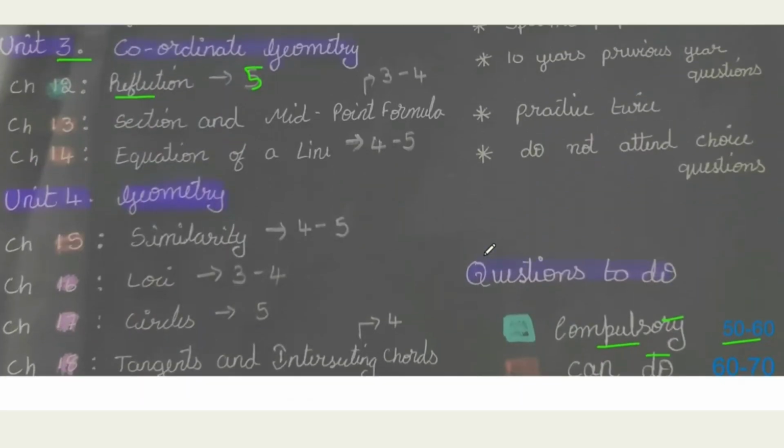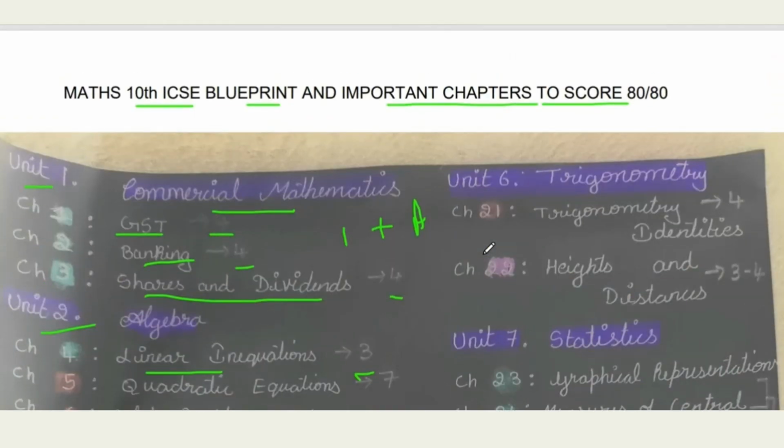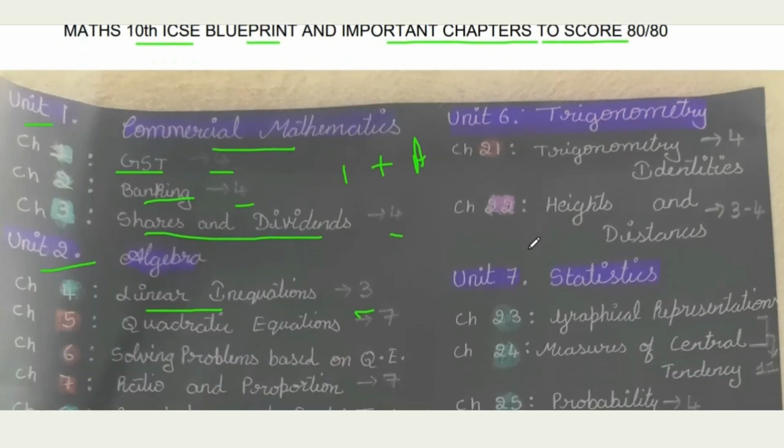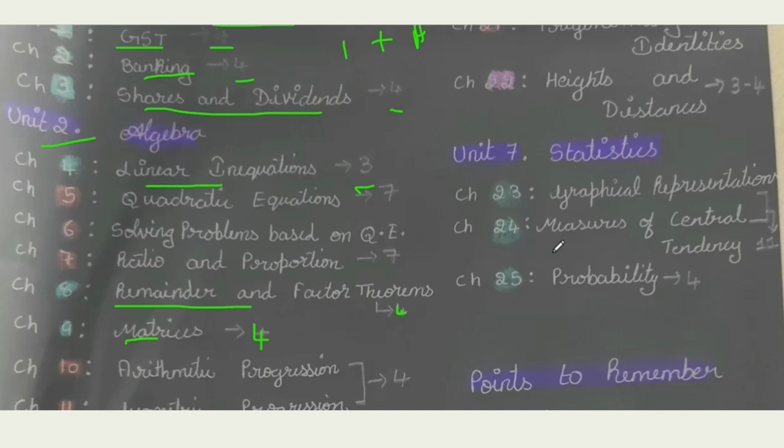And the next is unit 6. In this also we don't have any questions from compulsory. And unit 7, statistics. You have done this chapter from grade 6. I know you know this chapter well, it's not that hectic. So all the 3 chapters are very easy.